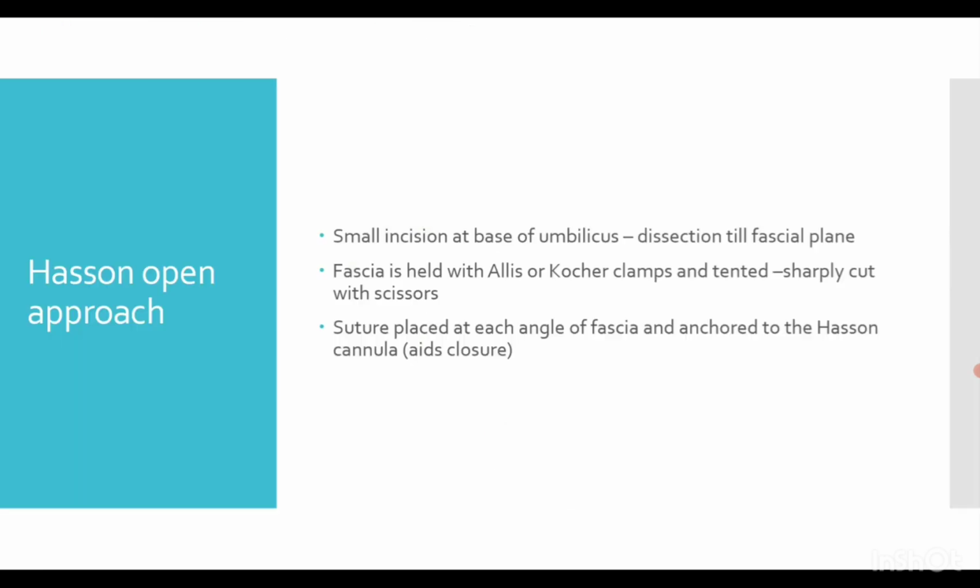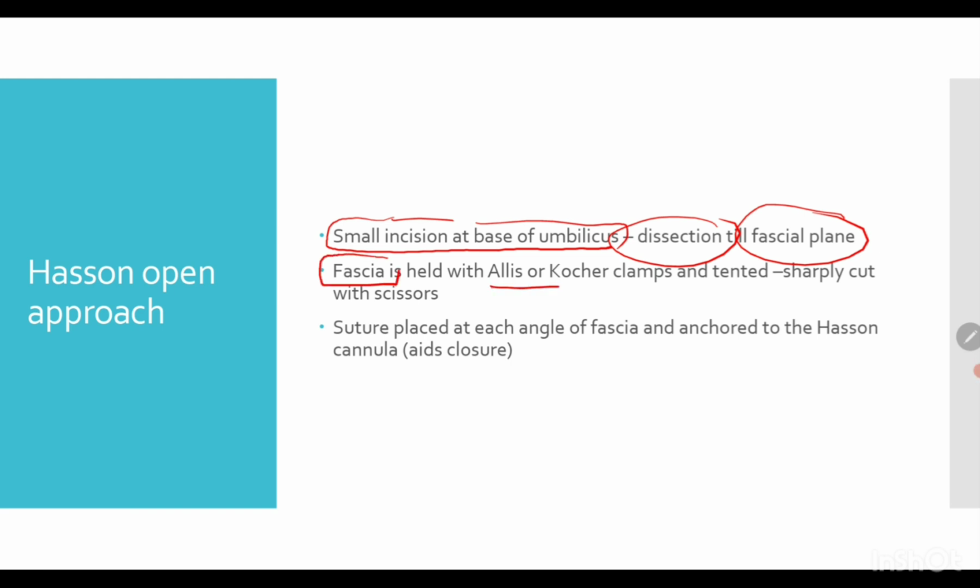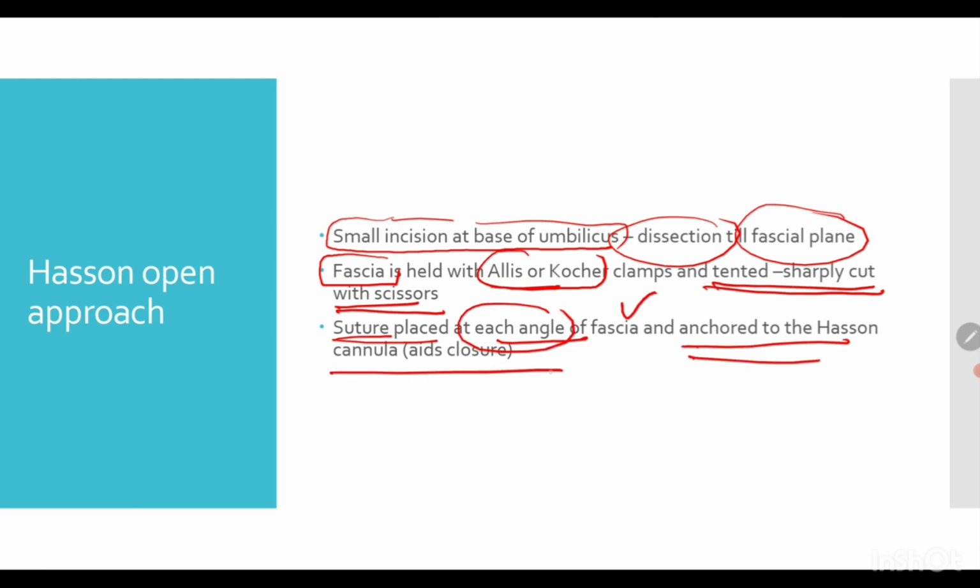Next is the Hassan open approach. In this approach, we give a small incision at the base of the umbilicus. Then dissection has to be done till the fascial plane. The fascia is held with Allis or Kocher's forceps and tented. Then you cut it sharply with scissors. Then a suture has to be placed at each angle of the fascia and anchored to the Hassan cannula. That will help in closure.